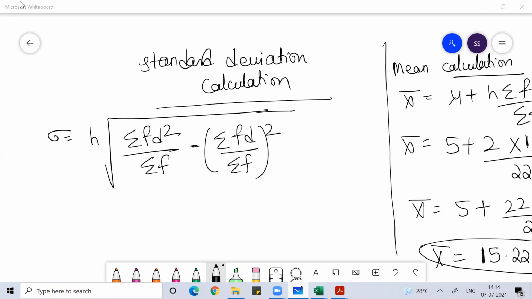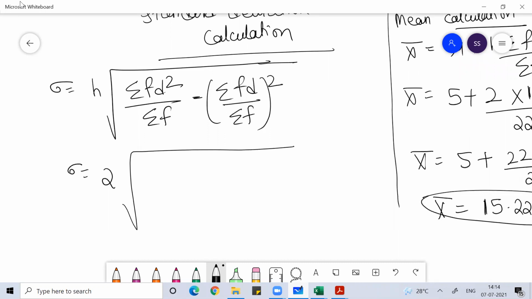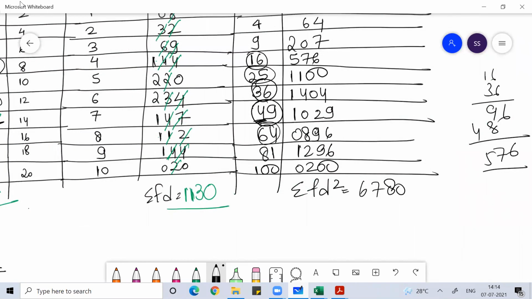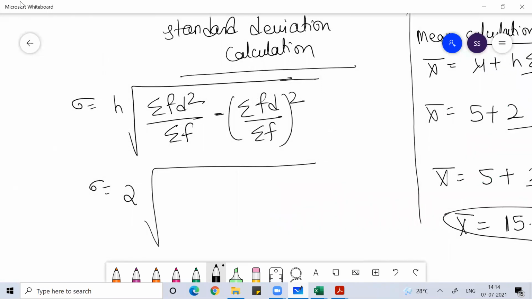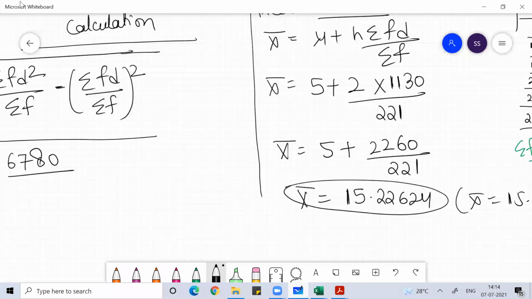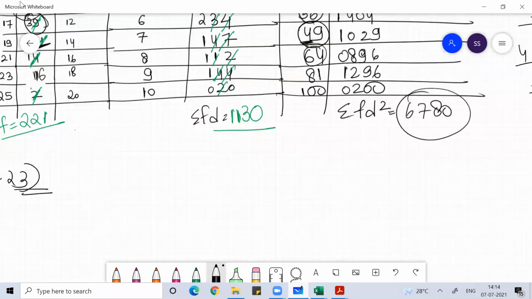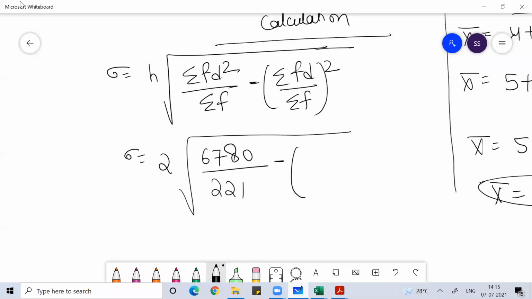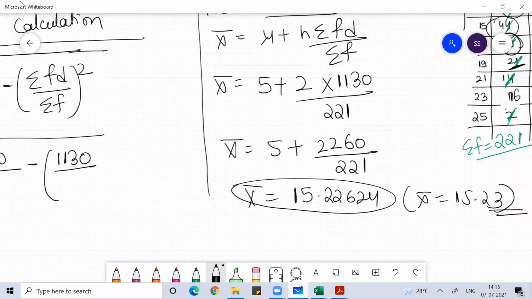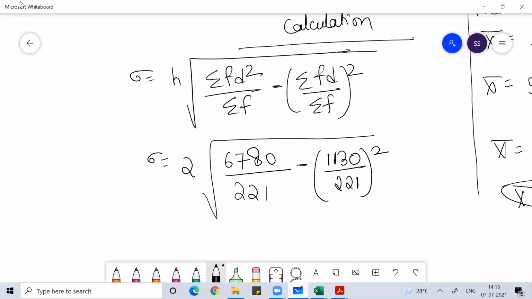Now we'll talk about standard deviation calculation. So you know all the values. h I took as 2, then sum of fd square, 6780, divide by sum of f which is 221, minus sum of fd, which is 1130, by sum of f, 221, whole square.